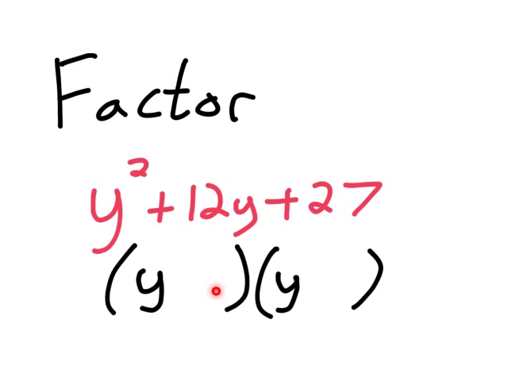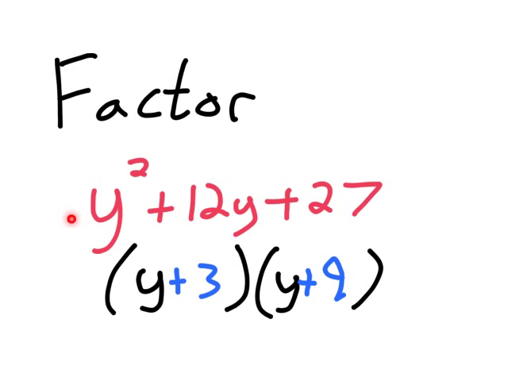And the key to making those numbers is that you need to think of two numbers that multiply to be 27, but they add up to be 12. So how about a 3 and a 9? 9 times 3 is 27. 9 plus 3 is 12. That's it. This is the factored form.